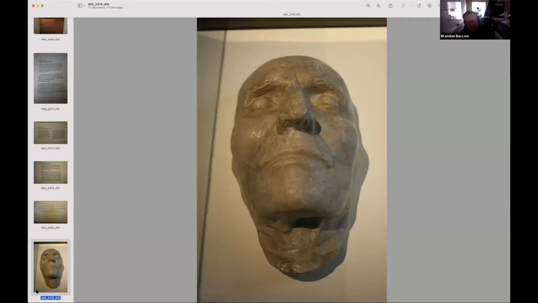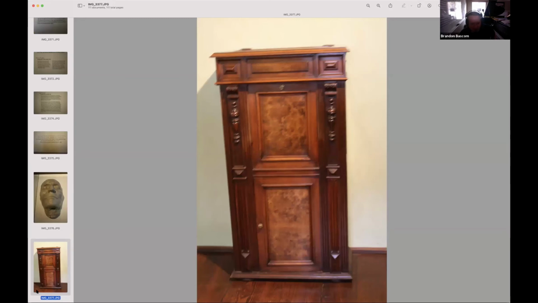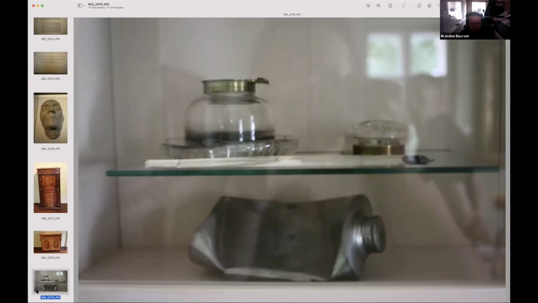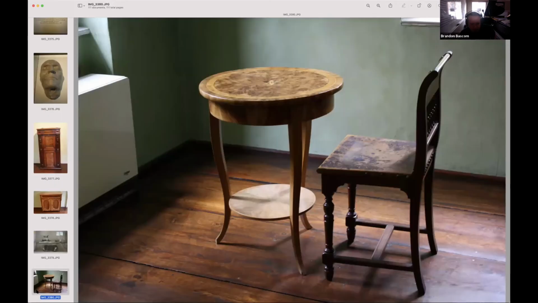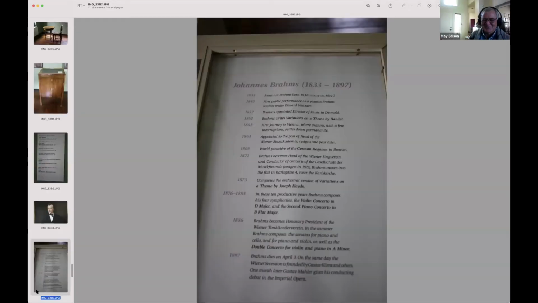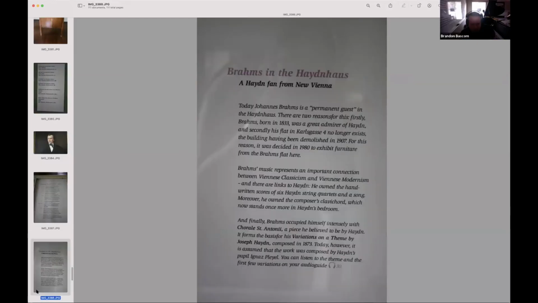There's his death mask. All the composer museums have death masks. This is one of Brahms's cabinets, and one of Brahms's pen quills and inkwells, and his chair and his table. I thought it was a coffee pot. It's an inkwell. Brahms's stuff is in the house.